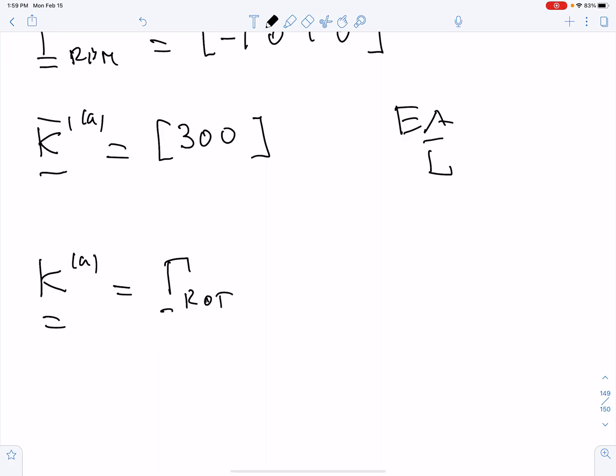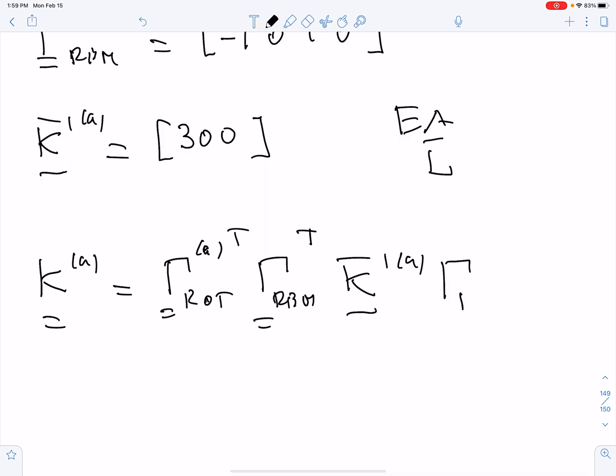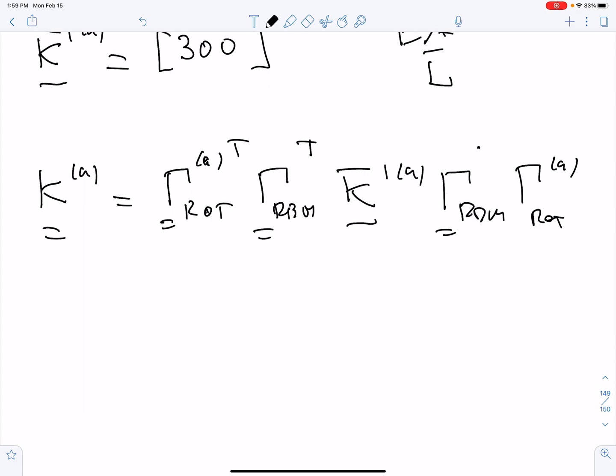Gamma ROT A transpose gamma RBM K prime gamma RBM and then gamma ROT for element A. Okay. Right. So you have 1 1 1 1, zeros everywhere off the diagonal, right?